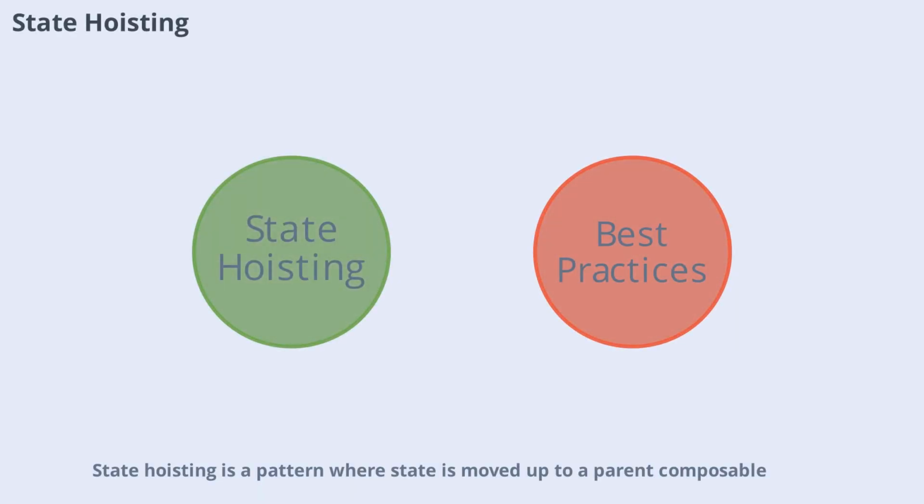State hoisting is a pattern where state is moved up to a parent composable, making it easier to share and control. This approach prevents deeply nested composables from managing their own state, which can lead to bugs and hard-to-maintain code. Senior developers use state hoisting to keep their code clean and predictable.